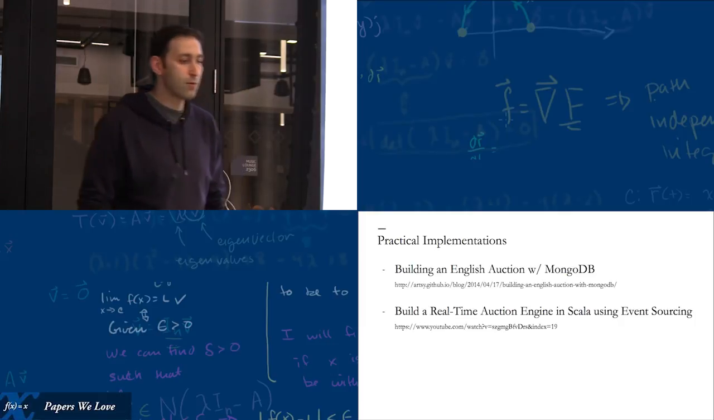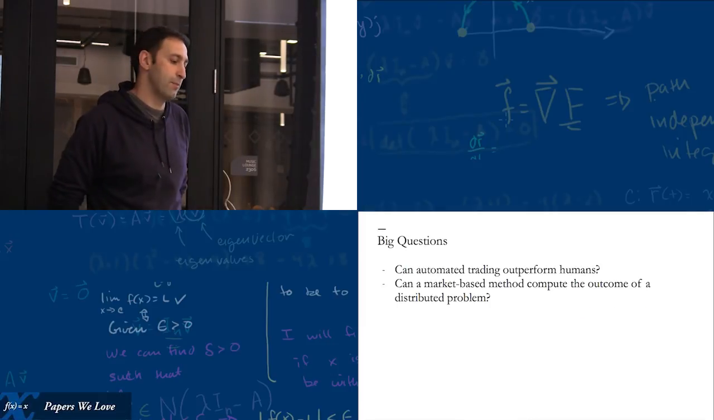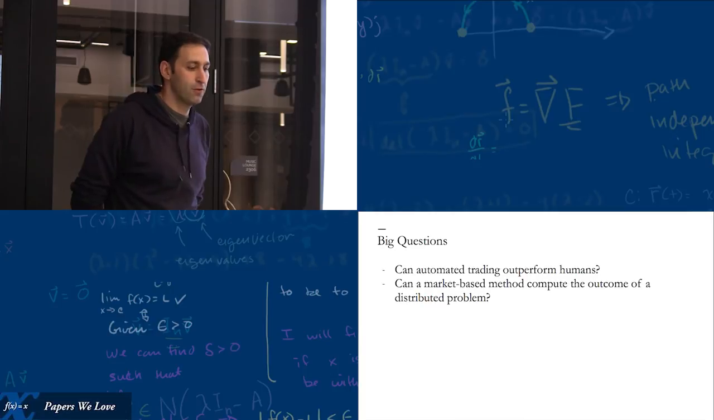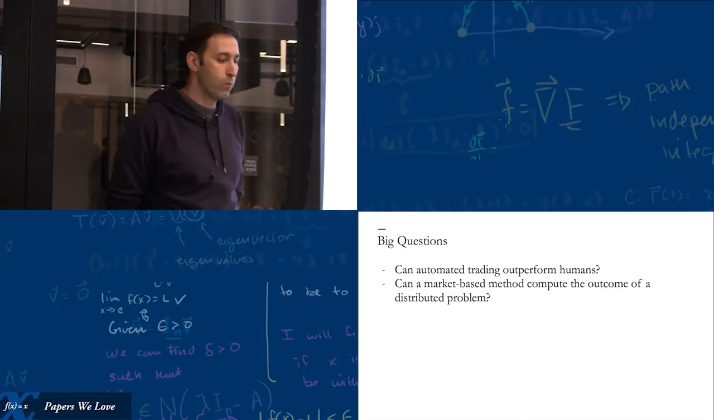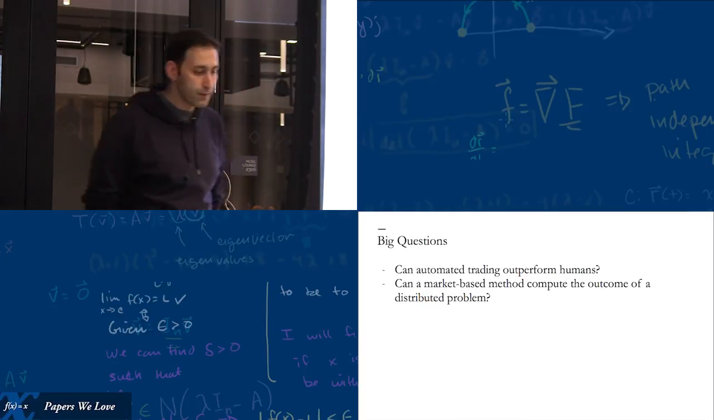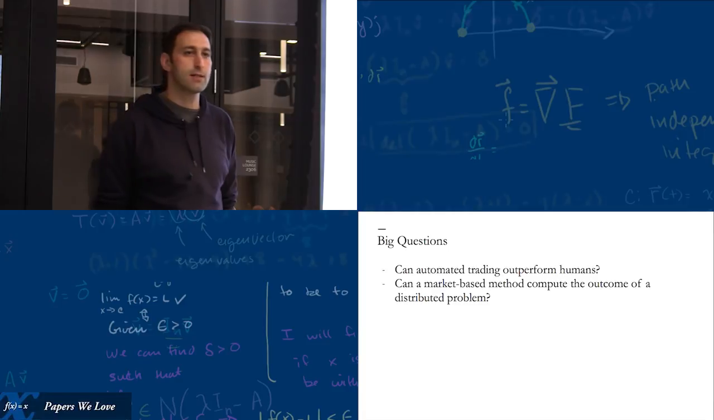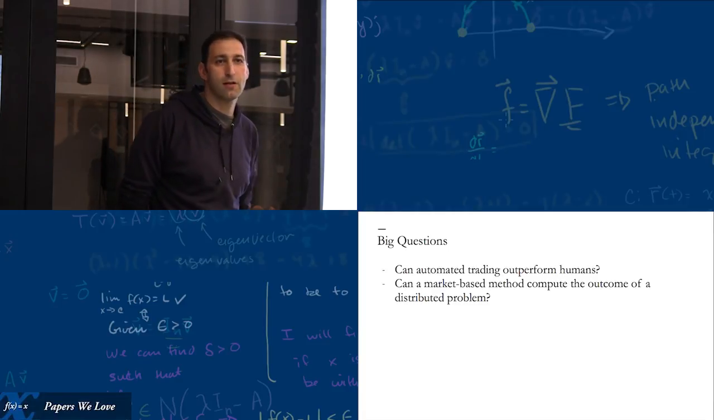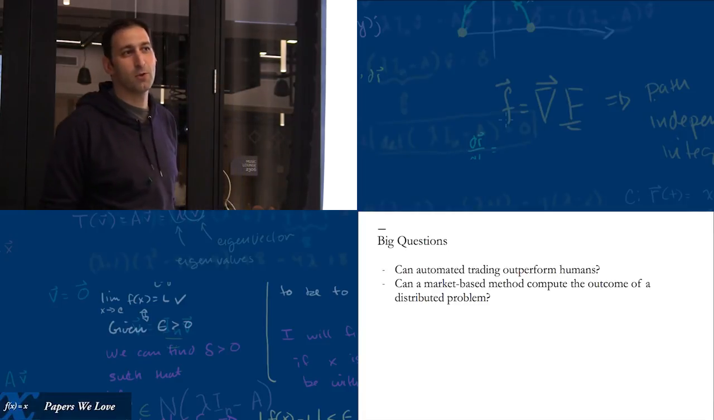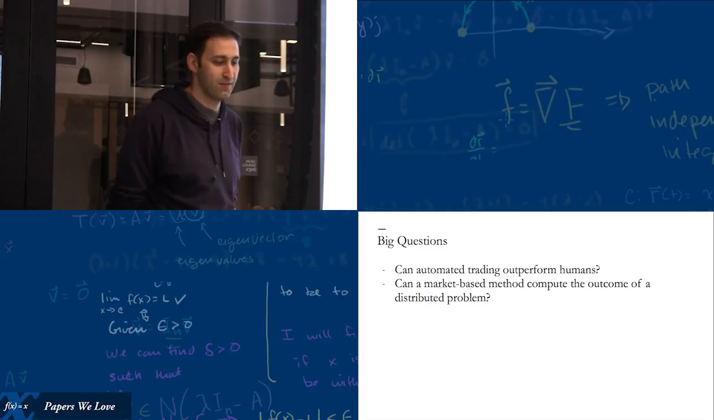So there are some interesting questions that are asked in this paper for you all to think about. One is whether, given all this auction theory, automated trading in an auction can outperform humans, or can you be replaced with a machine, or can the machine do better than you because it has more information or can process things faster?